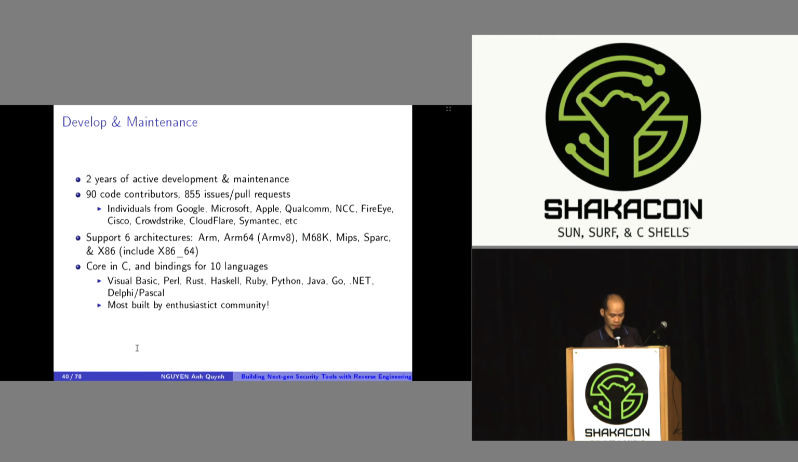The core is in C, but you have bindings for 10 languages. And those are many popular languages, so you can build your own tools using any popular language. It can be Visual Basic, Perl, Rust, Haskell, Ruby, Python, Java, Go, .NET, Delphi, and so on. And among these bindings, I only built the Python binding, and all the rest were built by the community.